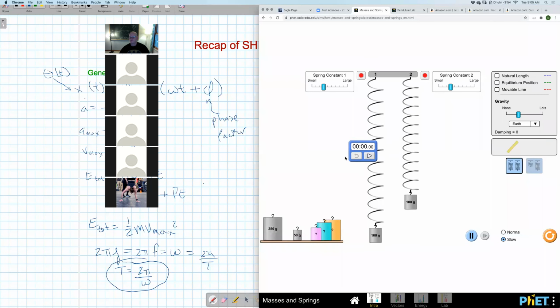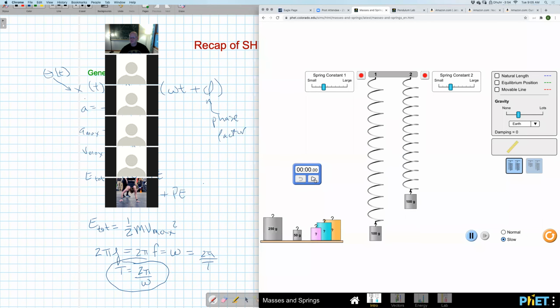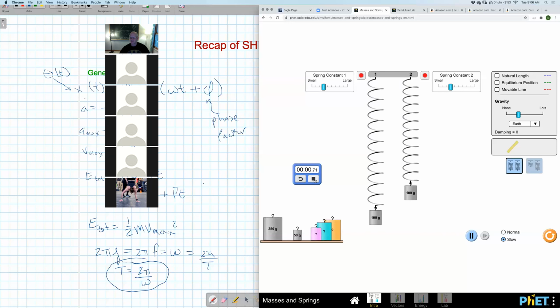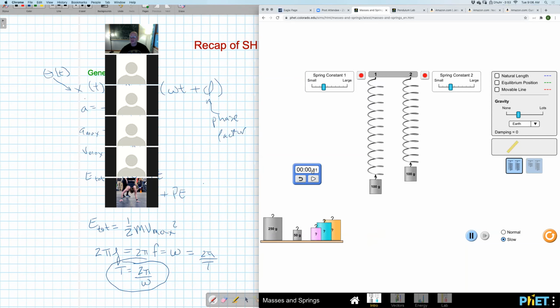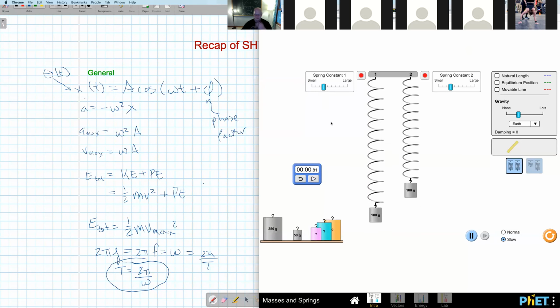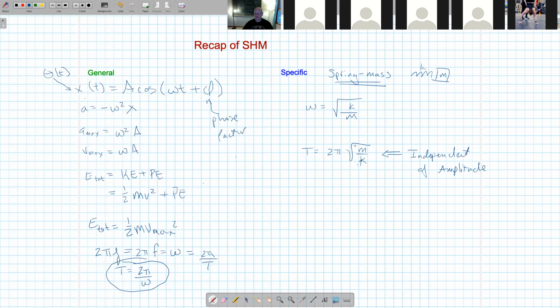So if I pull out my stopwatch here, let them both go at the two amplitudes, and run our stopwatch, we can see that they both reach exactly the same period, in this case 0.81 seconds. So the interesting thing is that the period is completely independent of the amplitude. It doesn't matter what the amplitude is, the period is exactly the same.